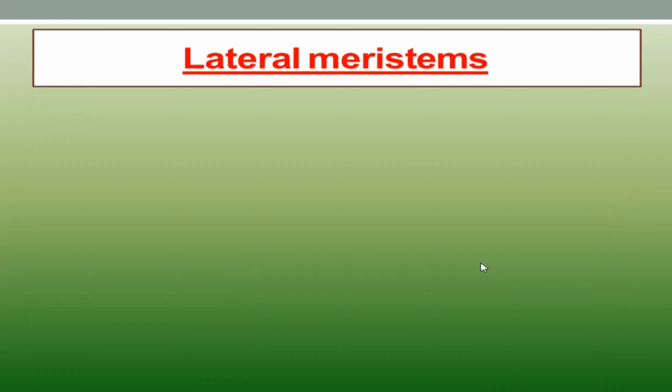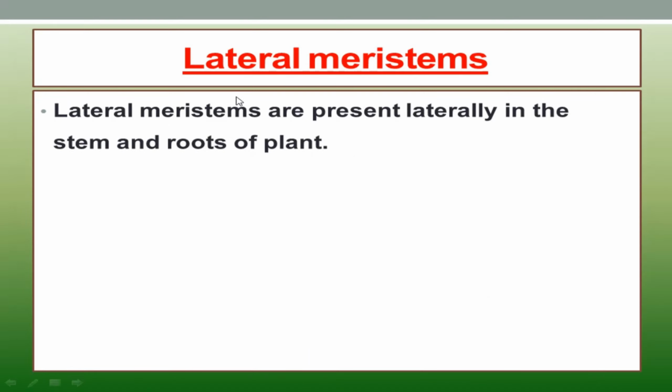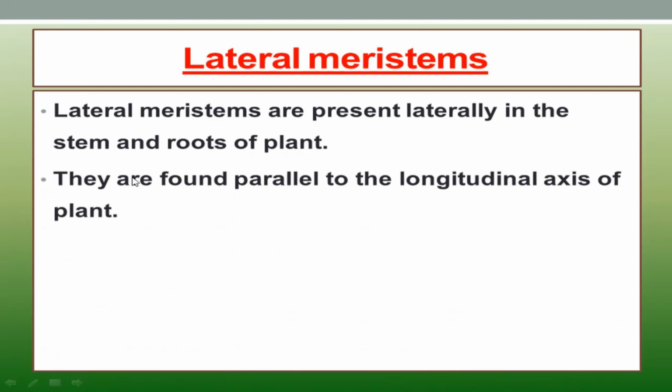Then we will go on to learn about lateral meristem. Lateral meristems are found laterally in the stem and roots of plants. They are found parallel to the longitudinal axis of the plant.